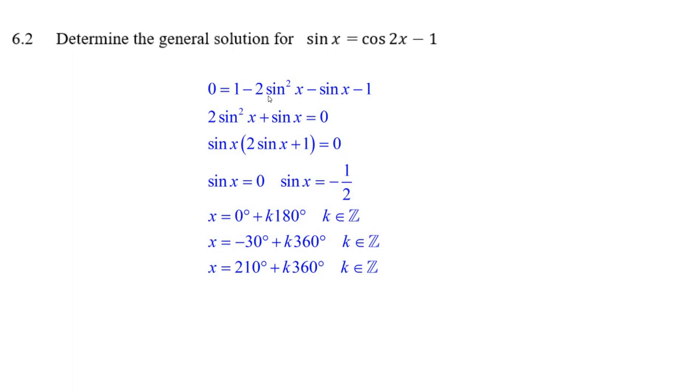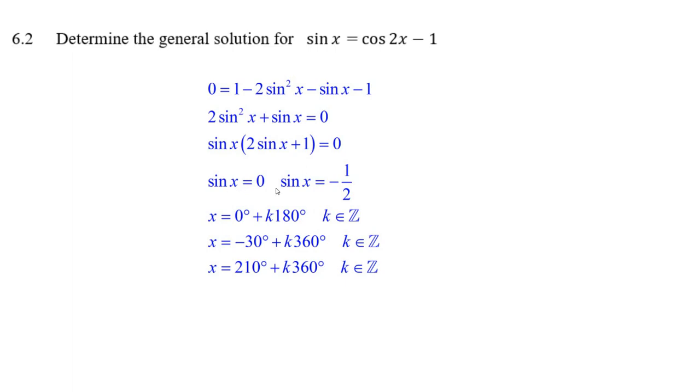factor. You could multiply everything by -1, or you can add 2 sine squared x and add sine x to both sides. And there it is: 2 sine squared x plus sine x. It's like 2x squared plus x. Well, you factor out sine x. Sine x times sine x gives me sine squared. There's 2 sine x, and sine x times 1 gives me this. Well, that's it. It's in the form where you can say the things that will make it equal 0.